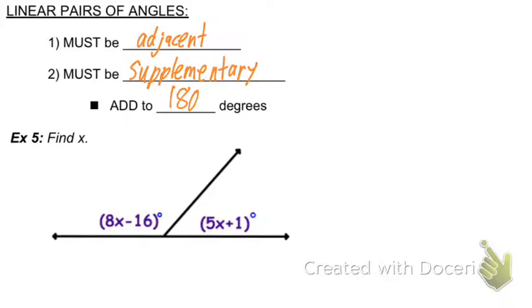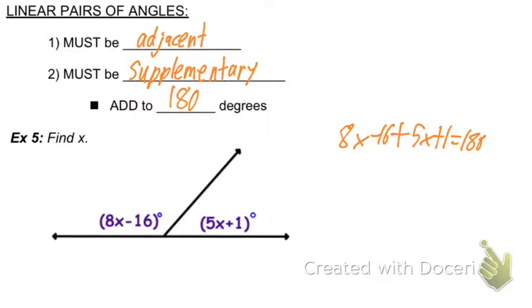So here, on example 5, we're supposed to find x. This would be a linear pair. These angles are adjacent. They share the vertex and a side, and they make a straight line. They're supplementary, they add to 180. Did we have a problem like this before? Yeah, we totally did. Let's do this together real quick. 8x minus 16, and what operation are we going to do? Add. Very good. Plus 5x plus 1 equals 180.